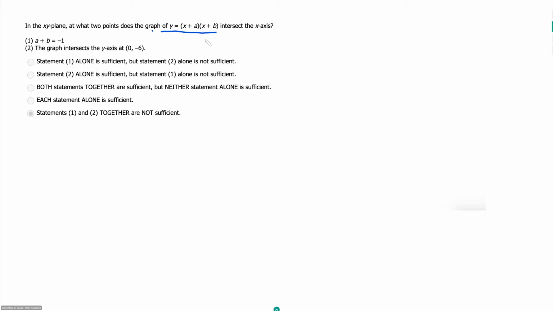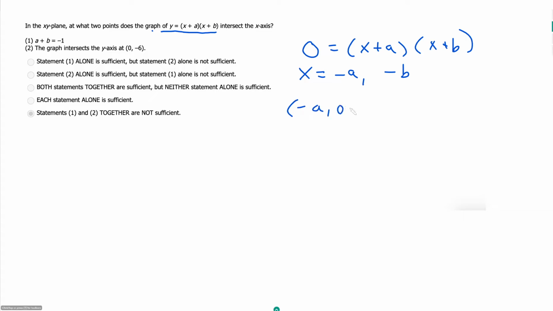In this case, they're asking us for the x-intercept of this graph. So what is the x-intercept? Well, that is just the value for x when you set your y value equal to 0. So here we're saying 0 is equal to x plus a times x plus b. And so what would our x coordinate be that gives us a value of 0? That is when x is equal to negative a, or x is equal to negative b.